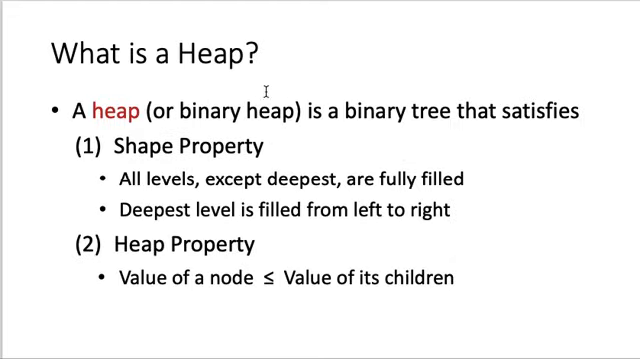So what is a heap? A heap, or we can call it a binary heap, is a binary tree, and it satisfies two properties, the shape property and the heap property. For the shape property, it says that the binary tree will have the shape such that all the levels except the deepest one are fully filled. We will see the examples soon. And also, the deepest level is filled from left to right. So this is called the shape property.